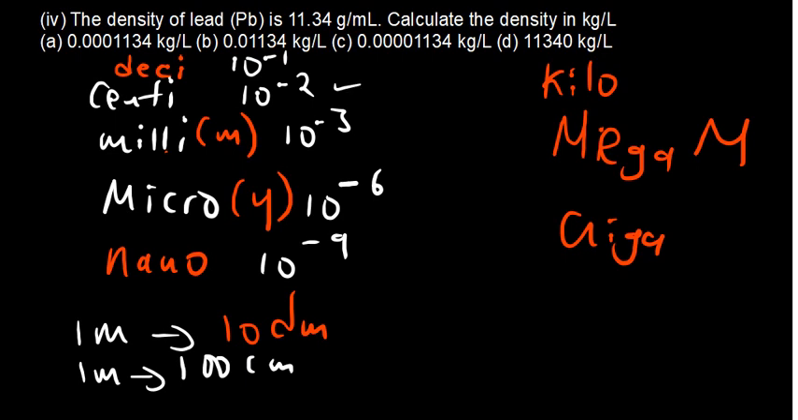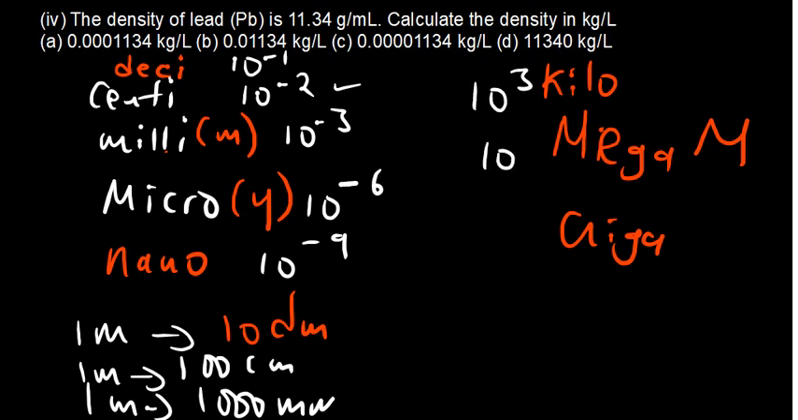For milli, 1 meter is equivalent to 1,000 millimeters. You continue moving like that. 1 meter is also equivalent to a million micrometers, and also a billion nanometers, and so on and so forth. Then on the other part, these are the positive ones. Kilo is 10 to the power 3, mega is 10 to the power 6, giga is 10 to the power 9. These ones require you to consider them to be smaller because they are big units.